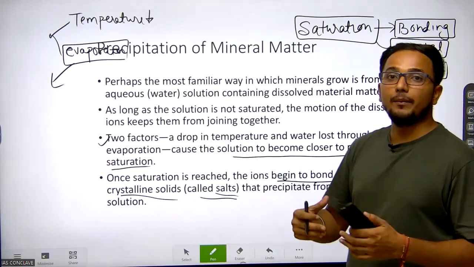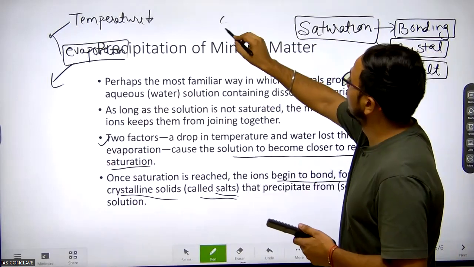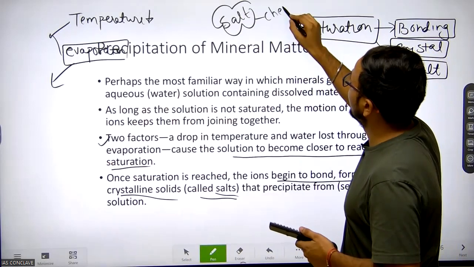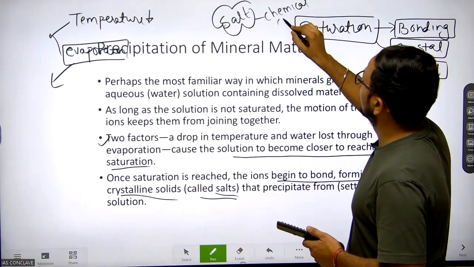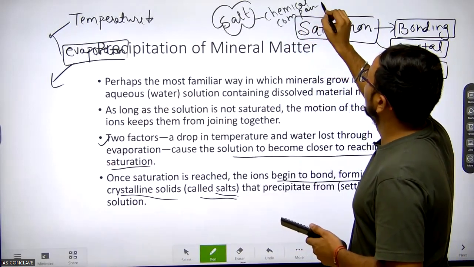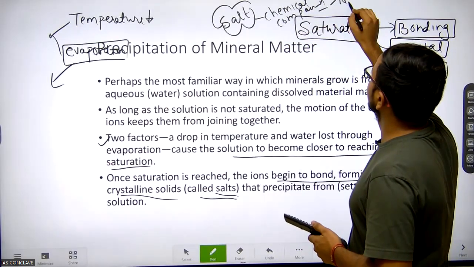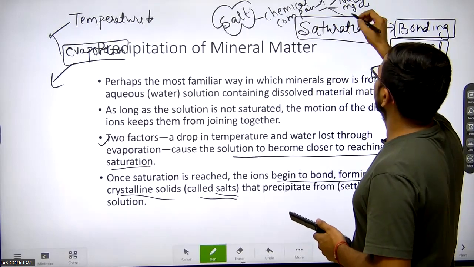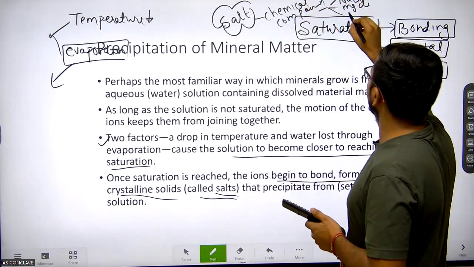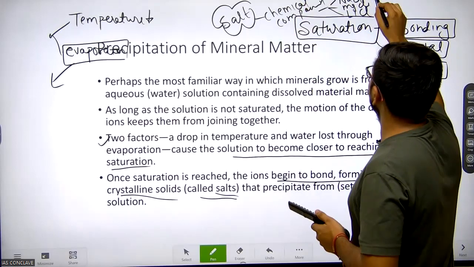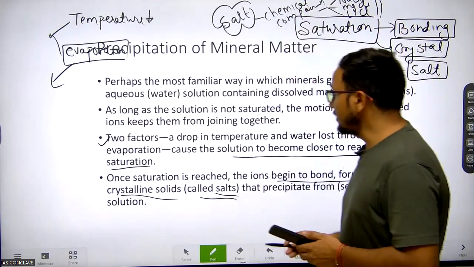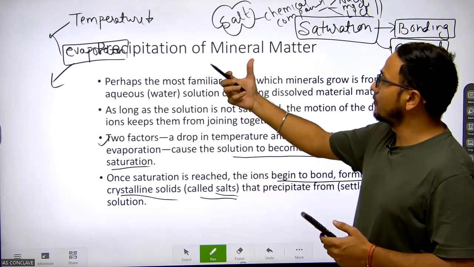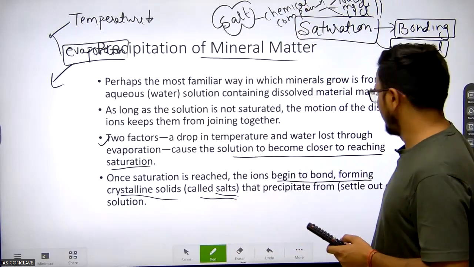So what are salts? Salts are chemical compounds, solid chemical compounds. It can be sodium chloride, magnesium chloride, lithium chloride, or a composition of various chemical compounds. These are the major ones. This is how minerals form through precipitation.